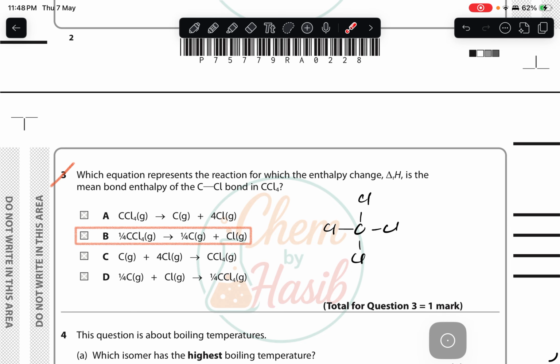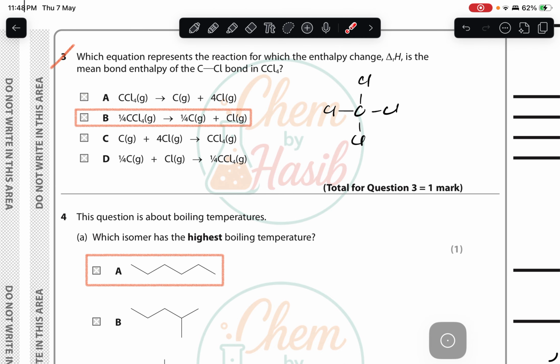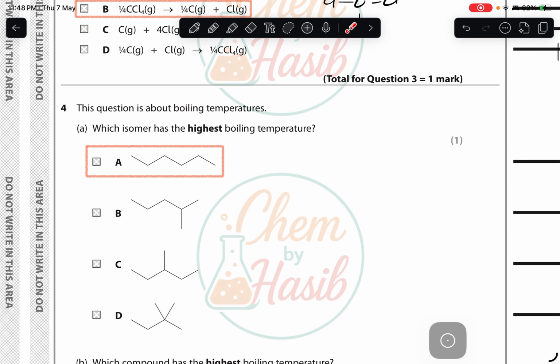All right. Number 4. It says which isomer has the highest boiling temperature? The isomer which is unbranched will have the highest boiling temperature, right?